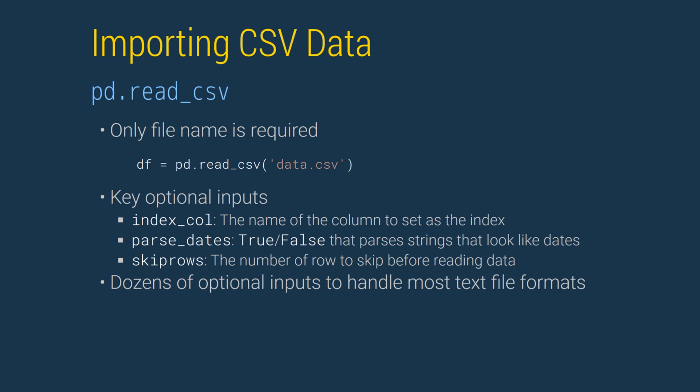read_csv imports data stored in CSV files and other delimited text file formats. The basic call requires only the file name. read_csv supports a large set of keyword arguments that facilitate importing a wide range of text file formats. The most important of these are index_col, which is used to set the data used as the index when importing a file, parse_dates, which converts string dates to Pandas timestamp objects, and skiprows, which skips rows at the start of a file.